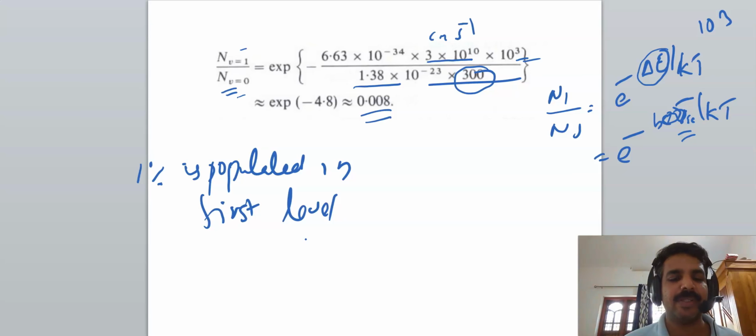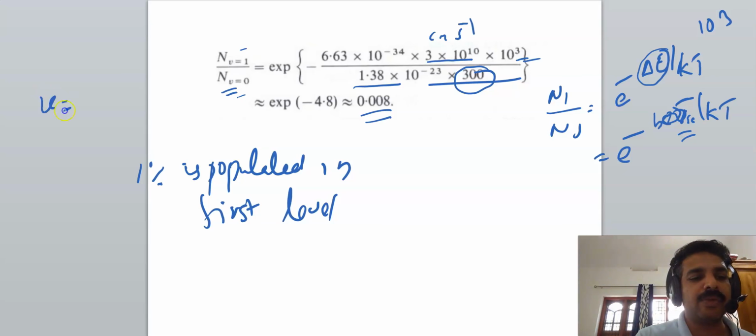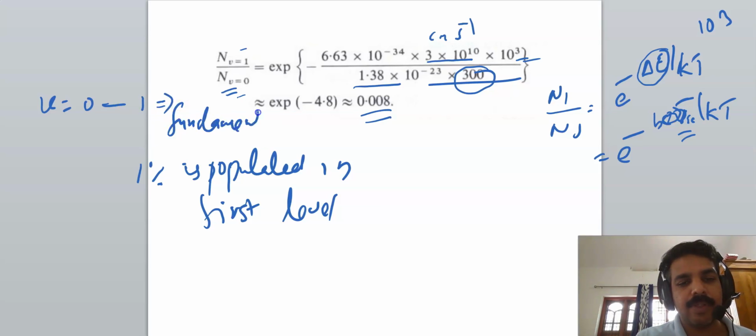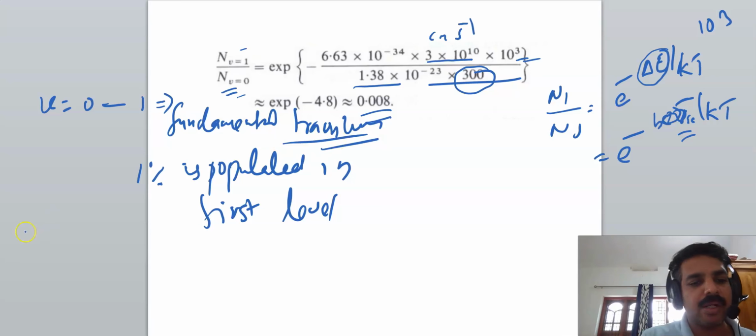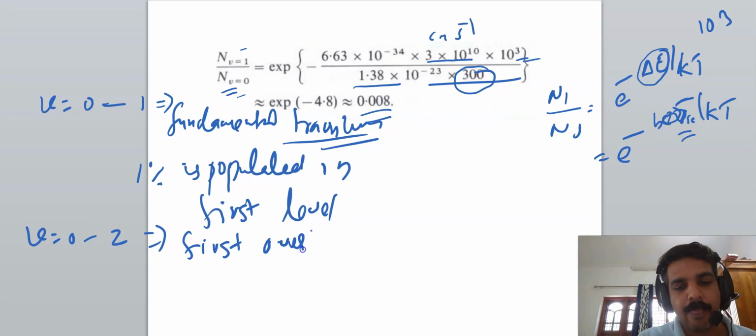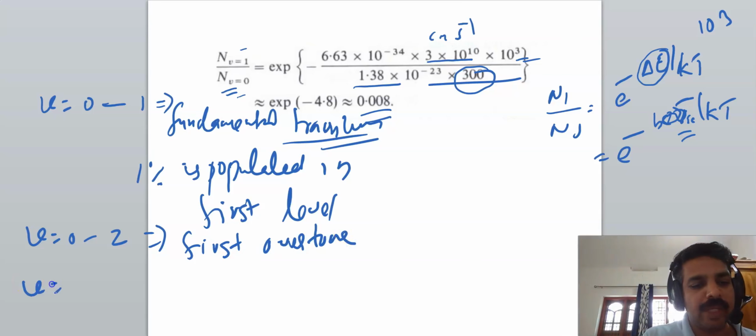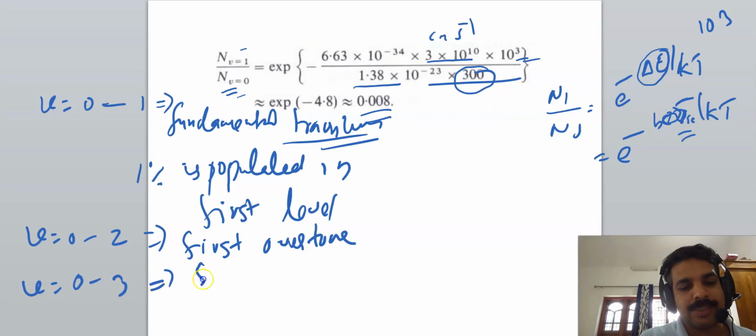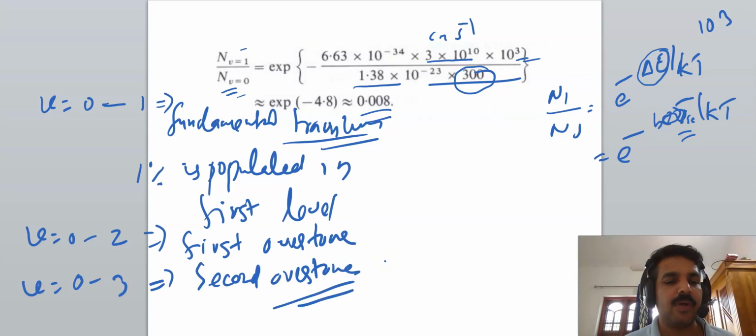We can calculate that. So the only transition is from V equal to 0 to a higher state. That is V equal to 0 to 1, and V equal to 0 to 1 is called the fundamental transition. That will be the highest intensity transition, the fundamental transition. And V equal to 0 to 2 is called the overtone transition, the first overtone. And V equal to 0 to 3 is called the second overtone transition.